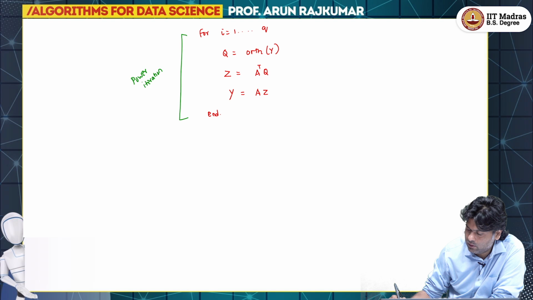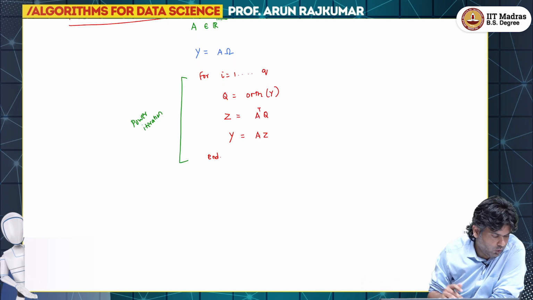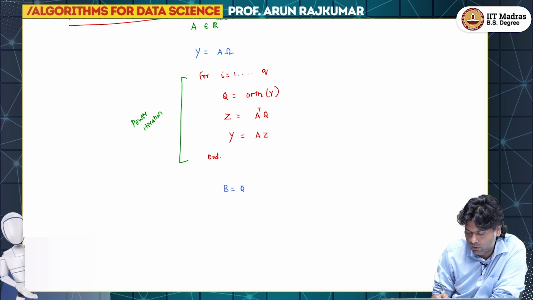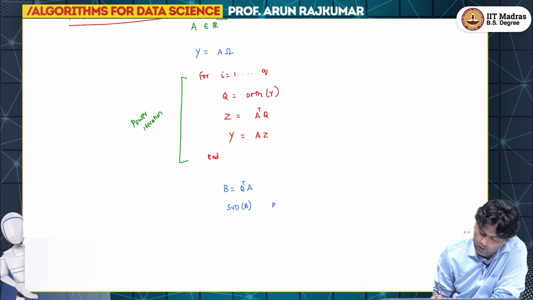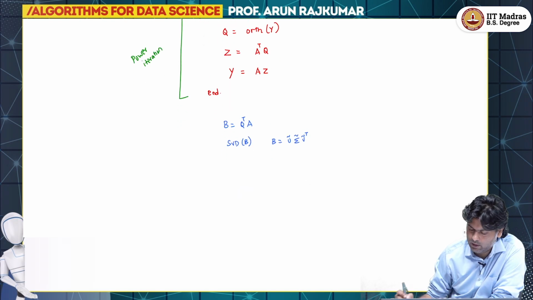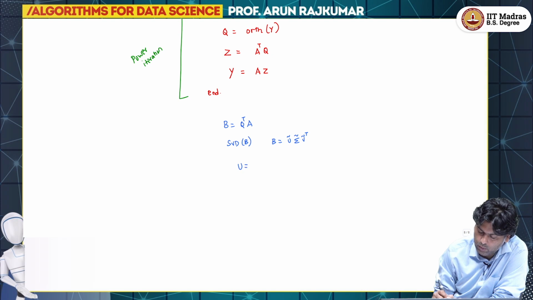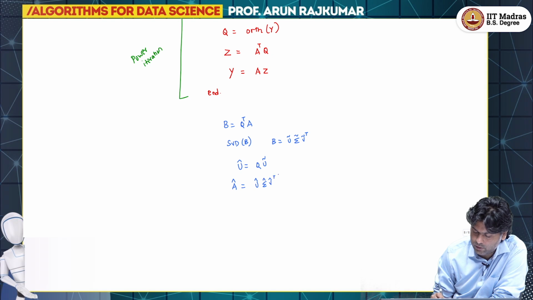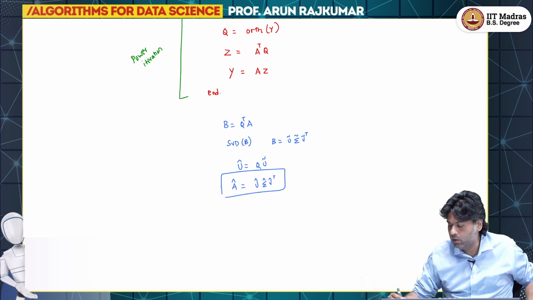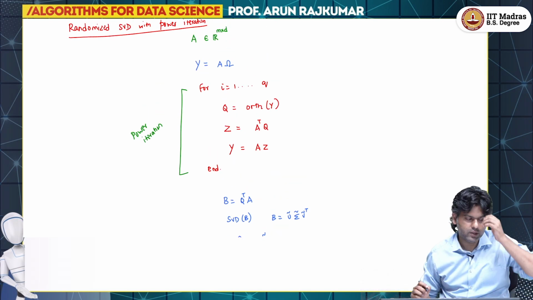Once we do this, at the end we get a Q, and once we have that Q, everything else is the same. We set B equals Q transpose A and do SVD of B to get U tilde, sigma, V. Then you pull back U as Q times U tilde, and set A hat as U hat sigma hat V hat transpose. Everything else remains the same. The only thing that has changed is the power iteration part.